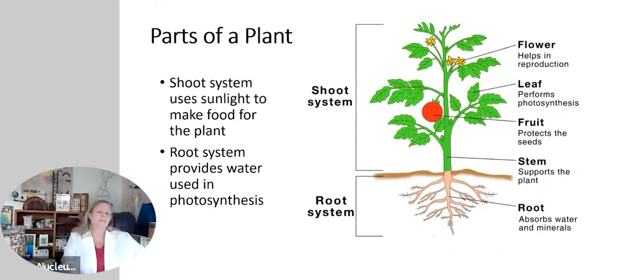And in the parts of a plant, we have two parts mainly, the roots and the shoots. So root system is anything underneath the ground. And that's where our water is being collected and our minerals and our nutrients are coming from the soil. And that provides that water to go up for photosynthesis. The top parts of the plants, we'll start off with the flower. Those help with reproduction. Leaves help perform that photosynthesis. Our fruit protects the seed. And the stem is the support of the plant. It's the big structure.